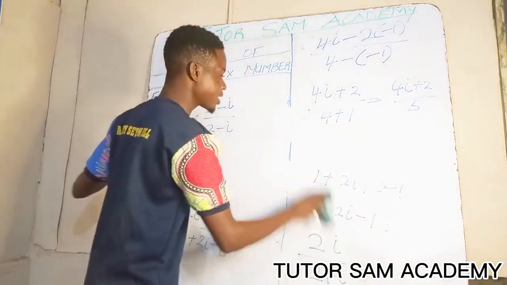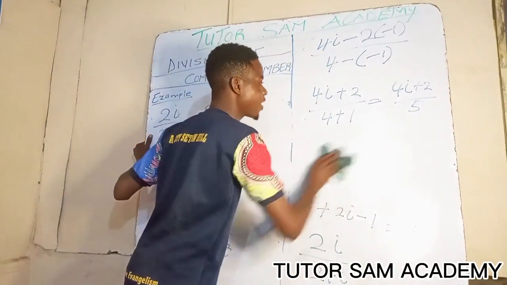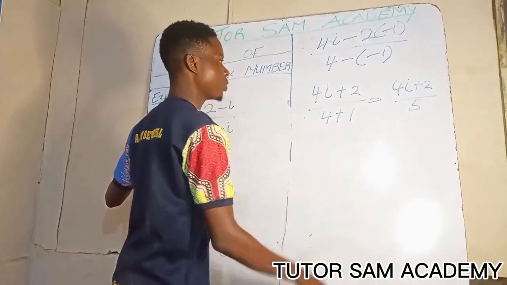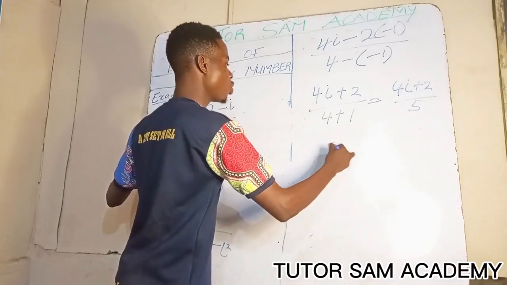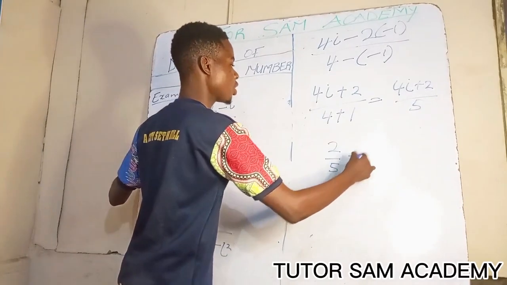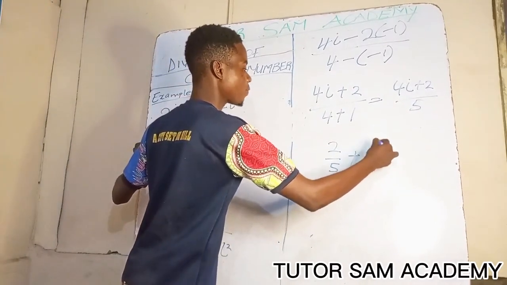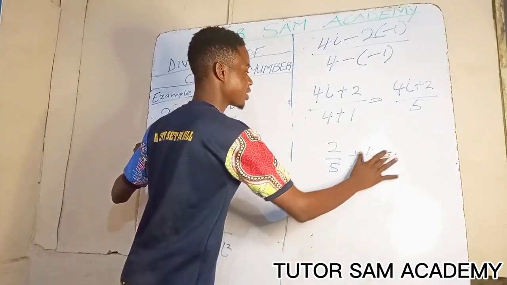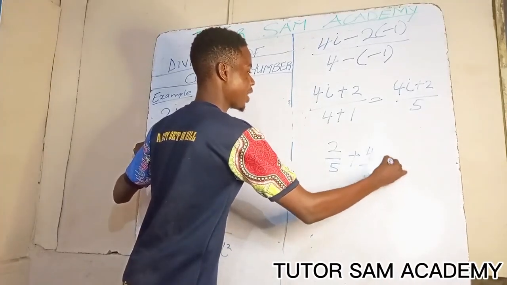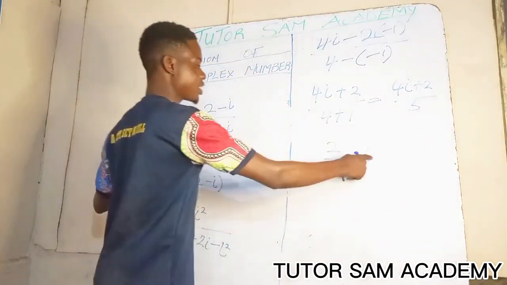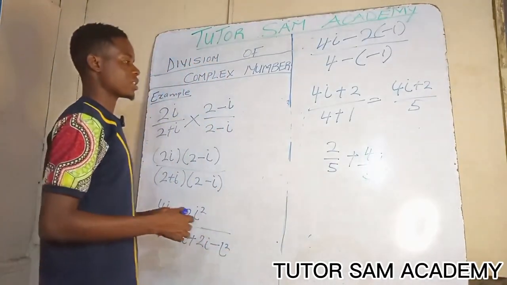So if you are to write it in a normal form of complex number, it will be what? 2 over 5 plus 4i all over 5. So you can write it like this. You can write your i like this. You can actually put i before 4 over 5, or you write it this way. So this is our final answer.